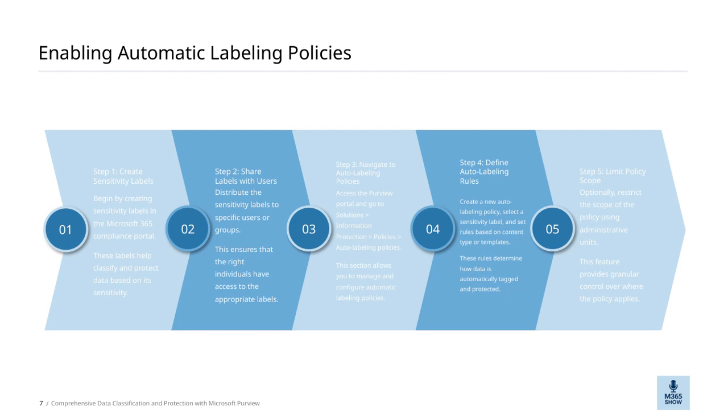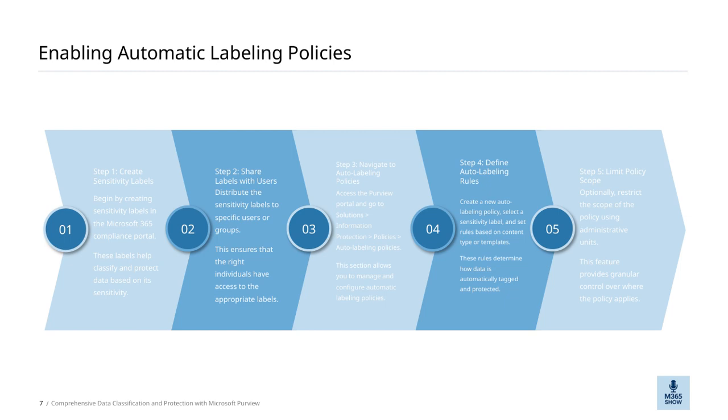Once the labels are set up and distributed, you'll access the Purview portal. Navigate to Solutions, then Information Protection, followed by Policies, and finally Auto-Labeling Policies. This is where you can manage and configure your automatic labeling settings. Creating a new auto-labeling policy involves selecting a sensitivity label and then defining rules based on content type or templates. These rules are what make the auto-labeling effective. They determine how data is automatically tagged and protected without manual intervention.